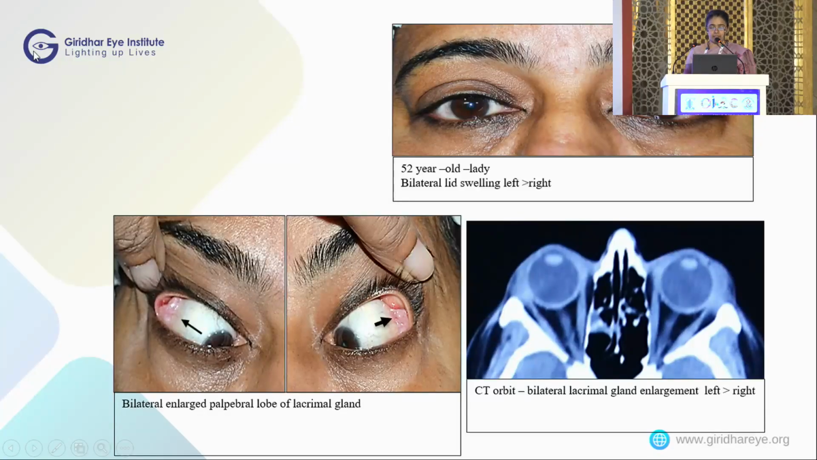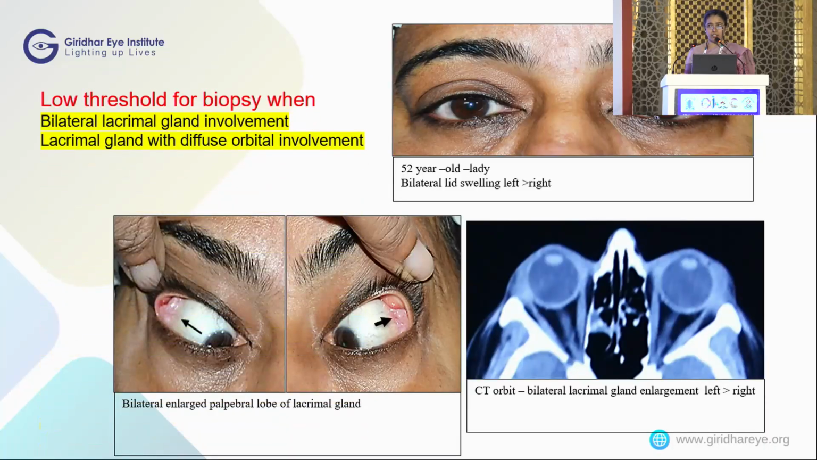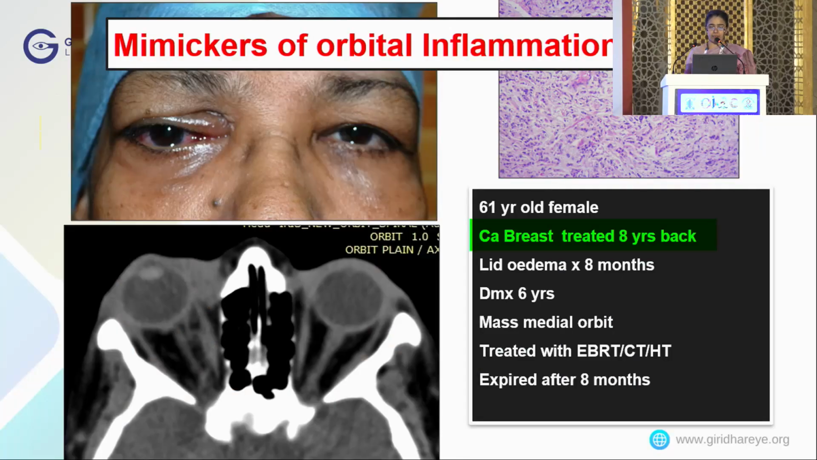Now a word about the lacrimal gland. This is a 52-year-old lady who presented with bilateral lid swelling. You can see both the lacrimal glands are enlarged. CT scan also confirms. In bilateral lacrimal gland enlargement, we did a study, and almost 30 to 40% will have a specific etiology. So when you see a bilateral dacryoadenitis, keep a low threshold for biopsy, as in bilateral involvement as well as lacrimal gland with diffuse orbital involvement.